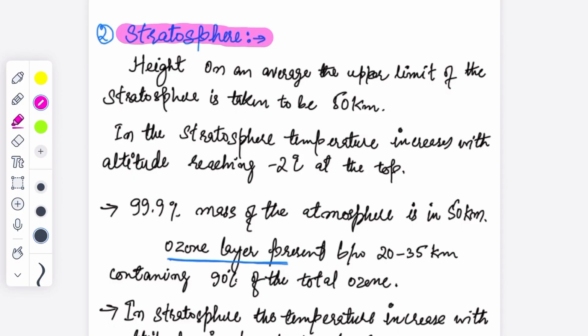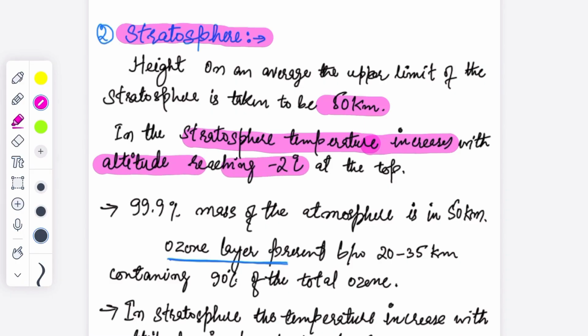Stratosphere is the second layer of the atmosphere. On an average, the upper limit of the atmosphere is taken to be 50 kilometers. So the upper limit of the stratosphere is about 50 kilometers, and it ranges from 12 or 18 kilometers to 50 kilometers. In the stratosphere, temperature increases with altitude, reaching -2 degrees Celsius at the top.